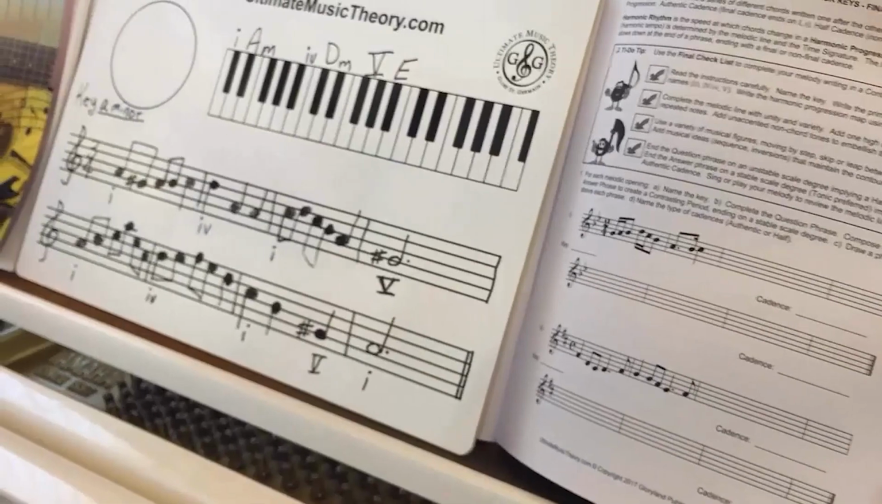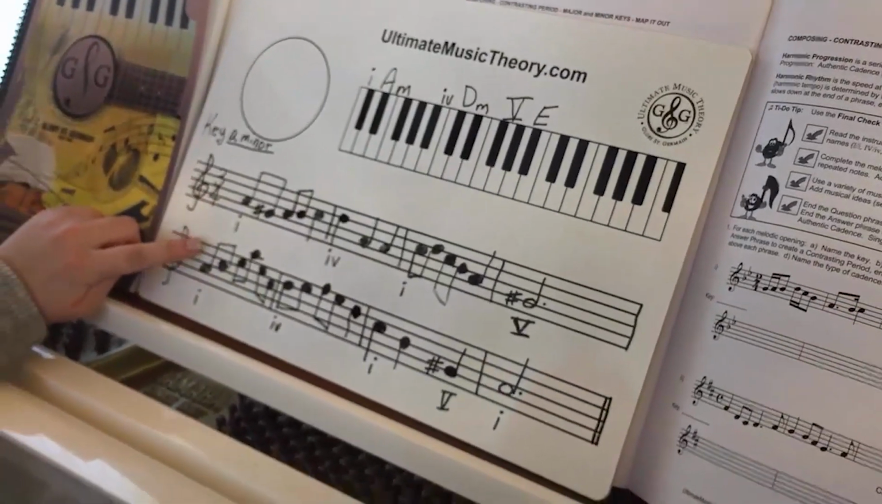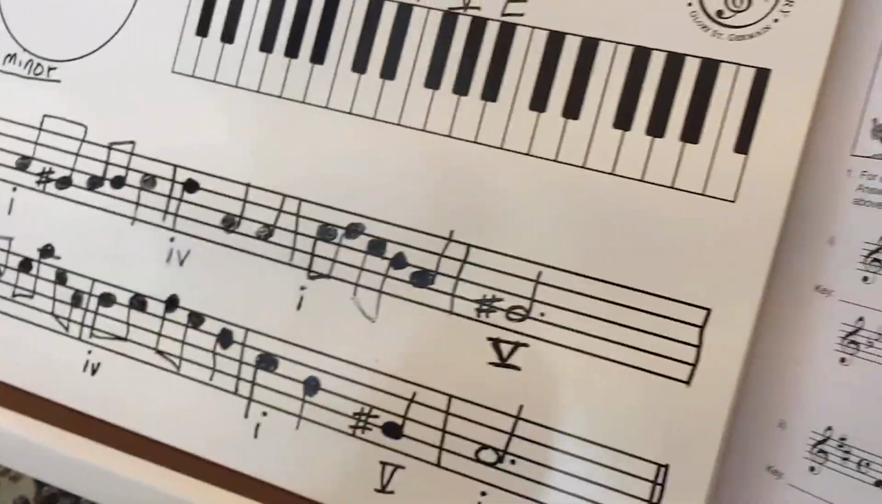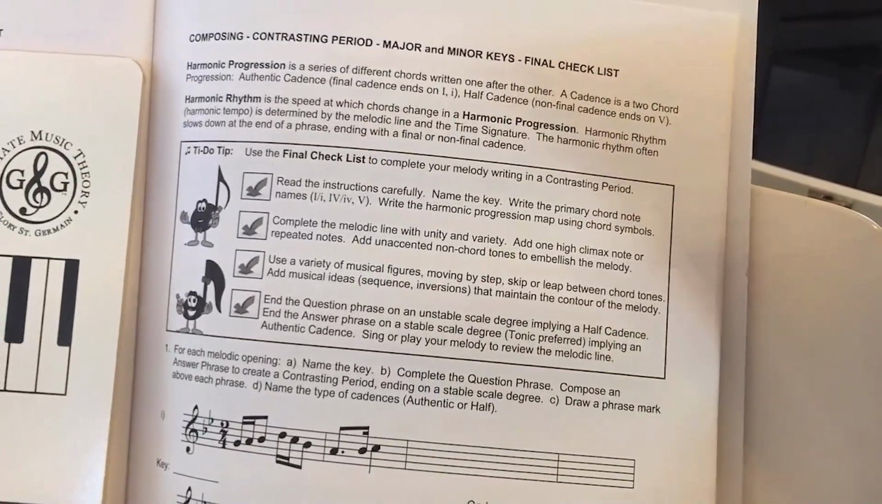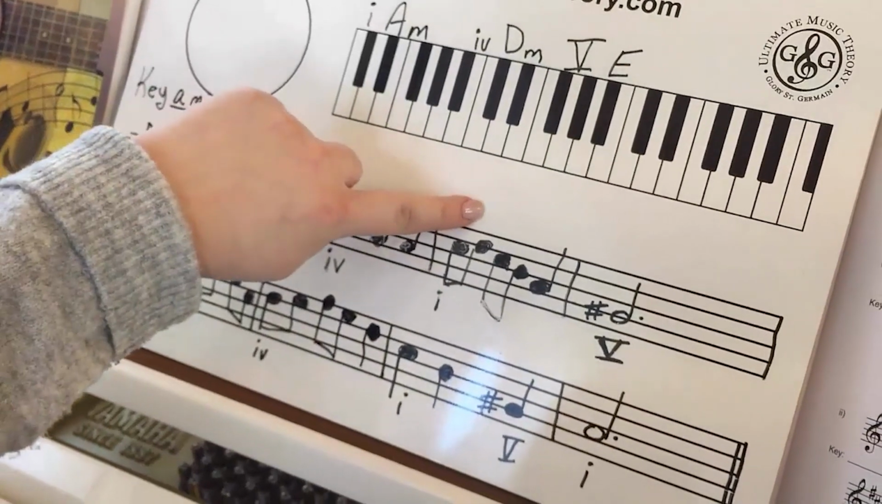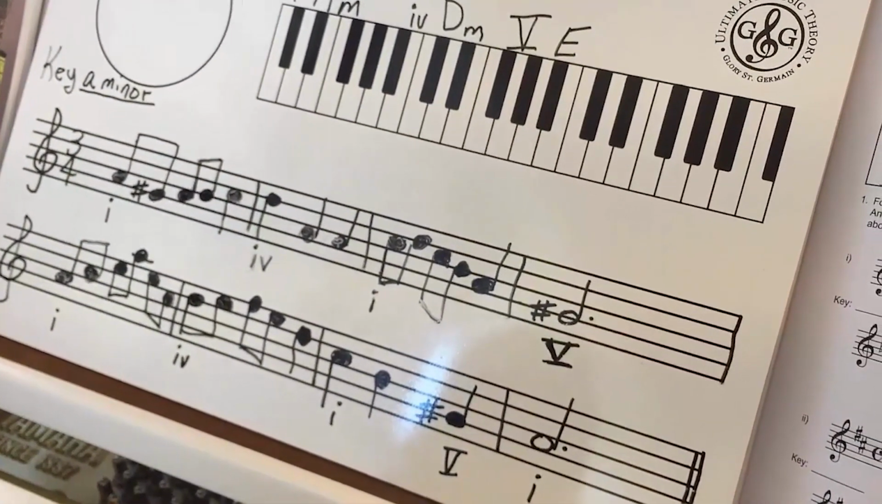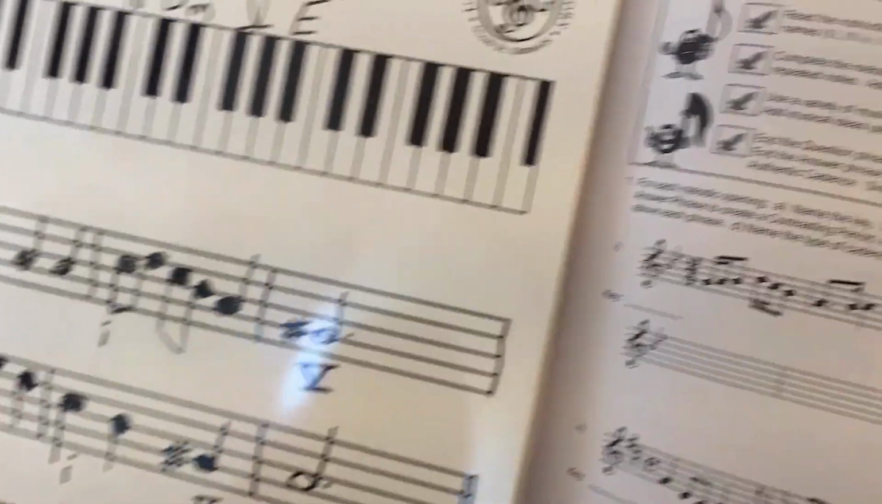Very well done. Do you have a high climax note? Here. In this bar. In this bar, absolutely. I really like how you did that, Danica. I can't wait to hear it. And then, so we've got number 2. And did you use unaccented non-chord tones to embellish your melody? Here. Very good. And so did you use a passing tone or a neighbor tone? I used passing tones and neighbor tones. You did. Good job on that.